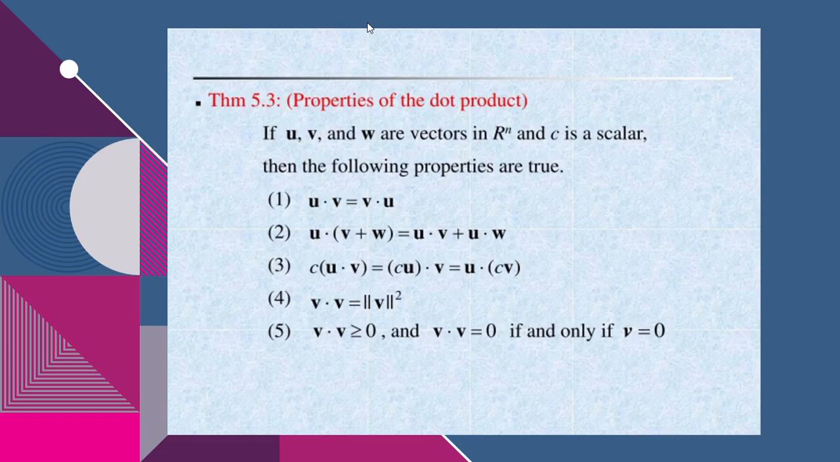Fourth, if you dot a vector with itself, the number is exactly the length of that vector squared. Fifth, dotting a vector with itself always gives an answer that is 0 or more, and it equals 0 only if the vector itself is the 0 vector.